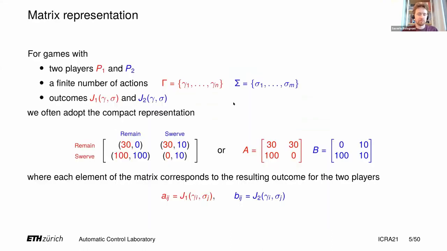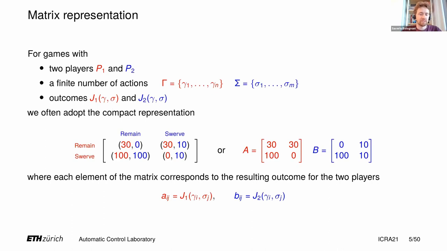Okay, so now we need to introduce some more formalism, after the cartoon. The two players, we call them P1 and P2. We call capital gamma and capital sigma the two sets of actions available to the two players. So gamma 1 through gamma n, in that case it was only two, and sigma 1 through sigma m, in this case again only two actions. The outcomes are the cost functions that they both want to minimize, and they're different for the two players. They depend on the joint decision.